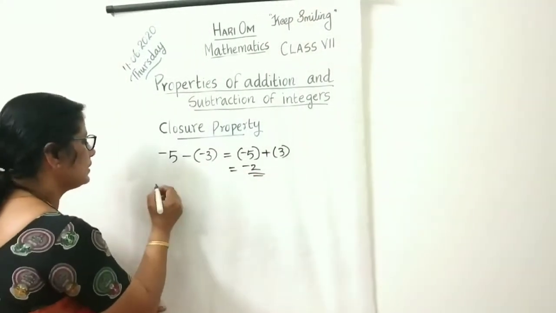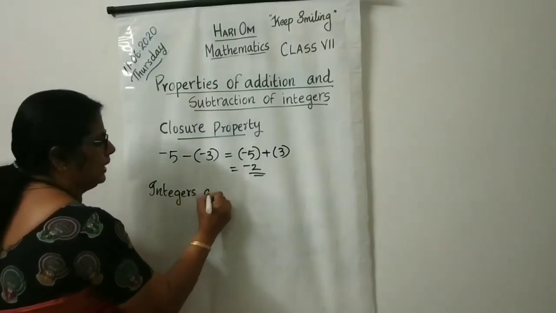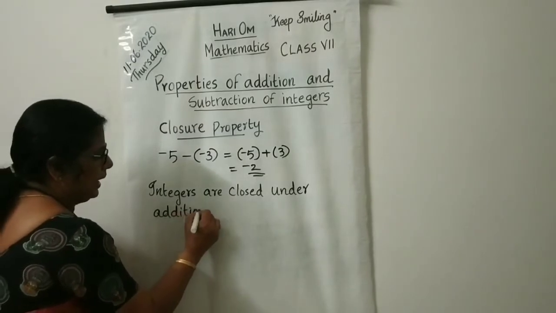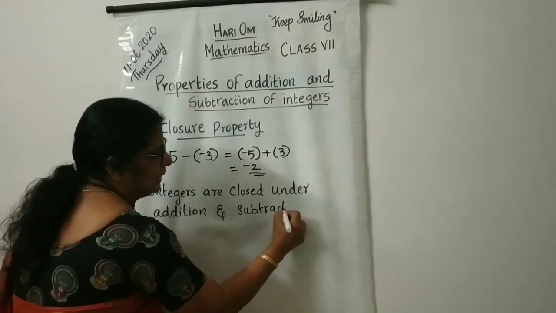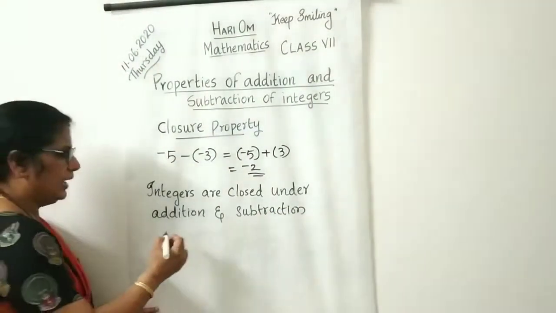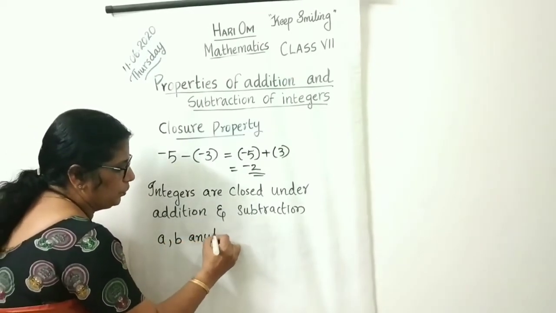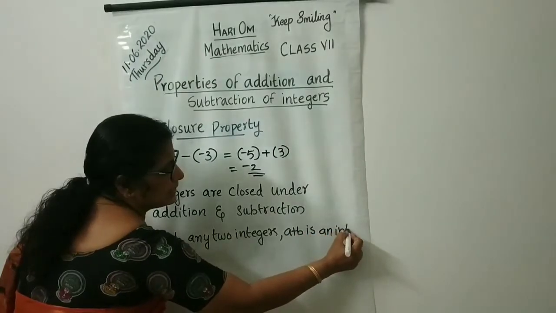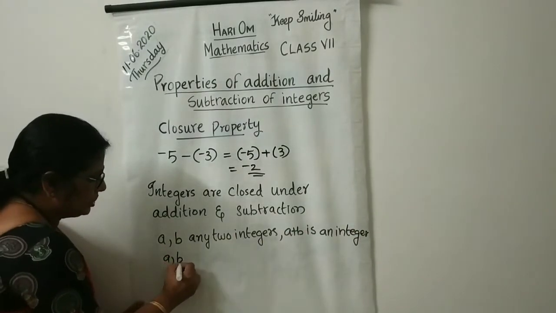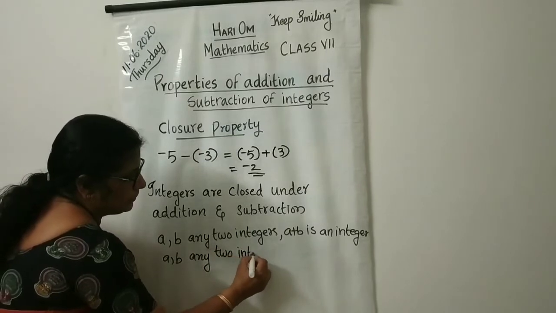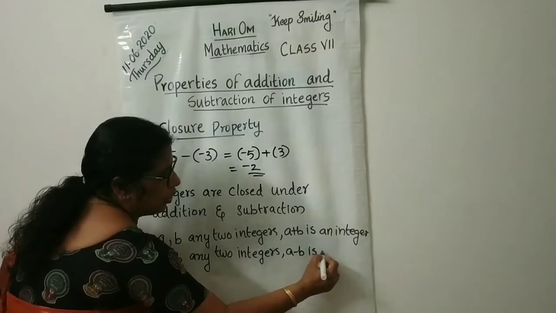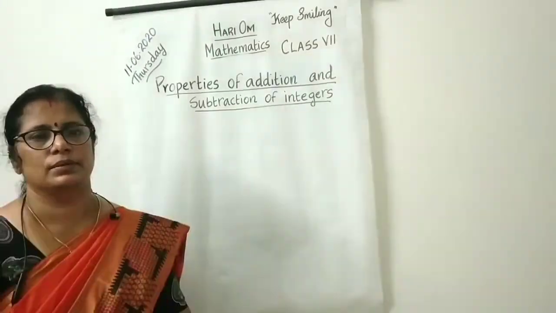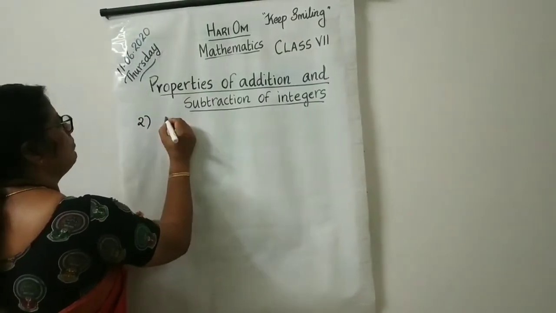So we can say that integers are closed under addition and subtraction. That is, in general, if A and B are any two integers, A plus B is an integer. Again, if A and B are any two integers, A minus B is also an integer. So did you understand what is closure property? Next is commutative property. The second property is commutative property.